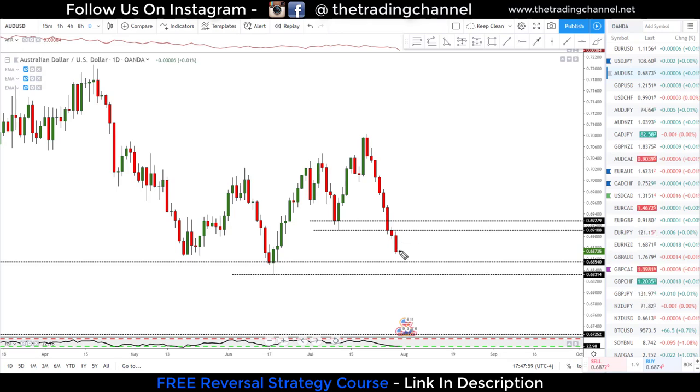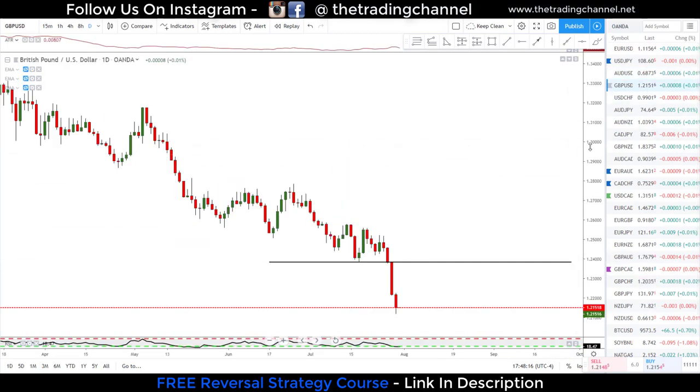As for a counter trend trade now, what we're looking at is this zone the market's approaching at this moment, between 0.6854 and 0.6831. That's an area I'll look for possible counter trend long trades out of here on the Aussie dollar. Next up, we're looking at the pound dollar.